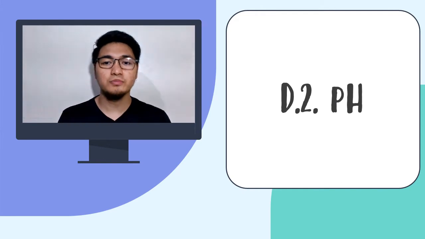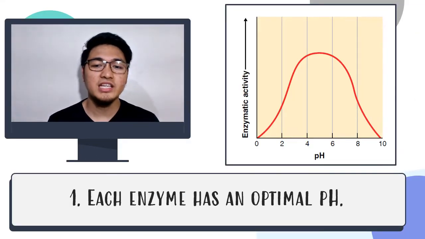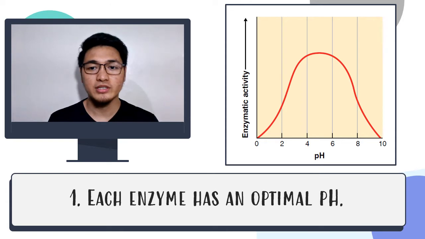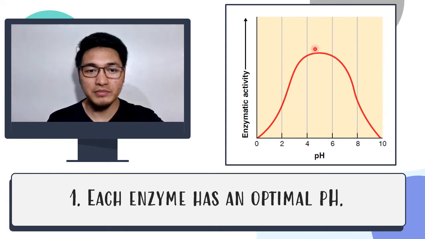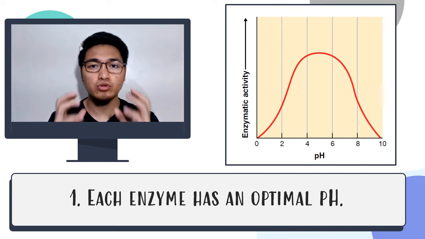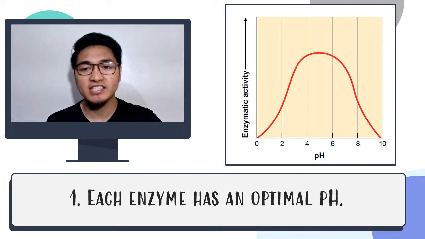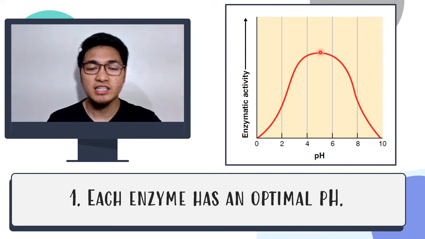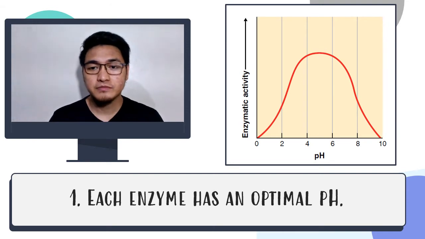So now, let's go to pH. Na pH, katulad ng temperature, meron ding optimal pH. So, ito yung optimal pH. Again, this is a pH kung saan yung enzyme natin is in its most active state. So, maximum enzymatic activity sa optimal pH.